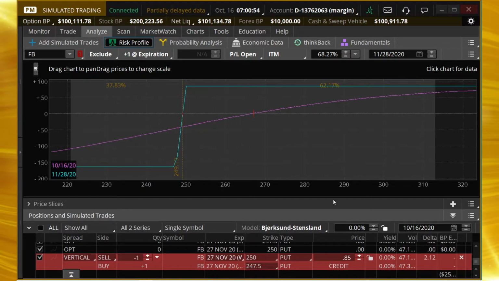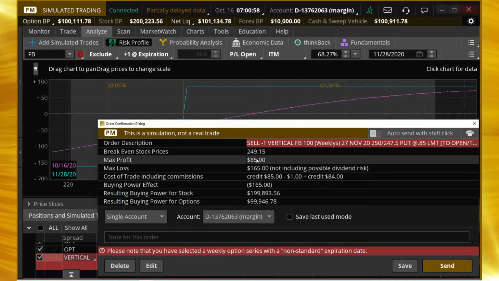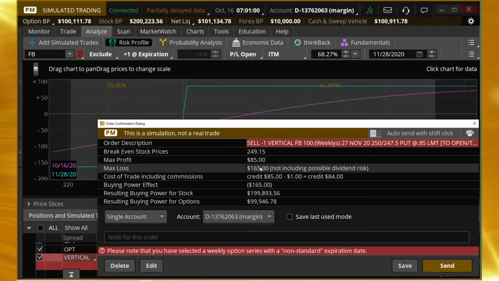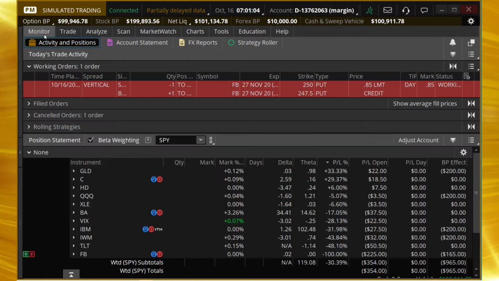So let's go ahead and right click this trade, hit the confirm and send, and review our max profit and our max loss on this one. I'm cool with these numbers here, so let's hit send. That puts that into our working orders over here.